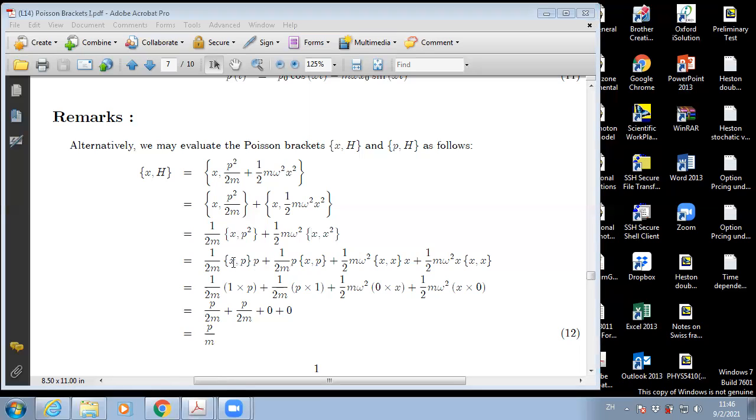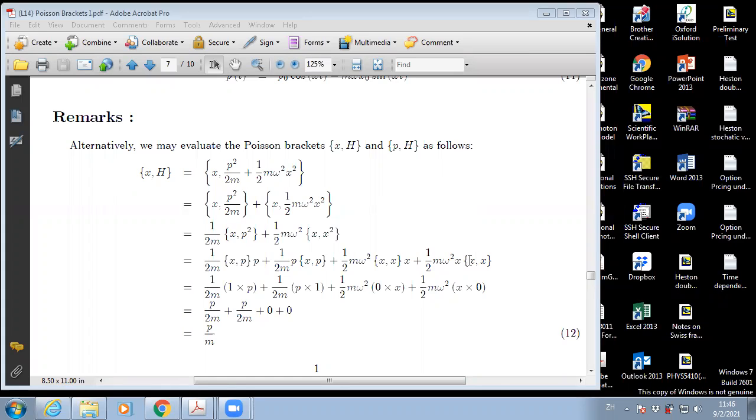Now, we know the fundamental Poisson brackets between x and x, p and p, and also x and p. These are the fundamental Poisson brackets that we are given. Besides that, we know nothing about the definition, for example. In that case, we still can evaluate the Poisson bracket between x and H.